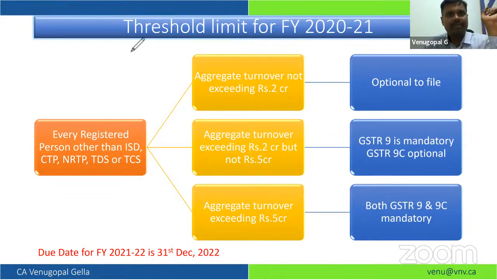Please note, the definition of aggregate turnover is per sub-section 6 defined in the Act, which is PAN-based turnover. That means you are present in three states, let's say Tamil Nadu, Karnataka, and Andhra. In each of the states you are doing a turnover of 2 crores, or let's say 1.8 crores. So put together, you have done a turnover of 5.4 crores. However, in each state the turnover is less than 2 crores. Still, the annual returns are applicable in all the 3 states because the aggregate turnover is exceeding 2 crores. Aggregate turnover means PAN-based turnover. Hope it's clear for everyone.